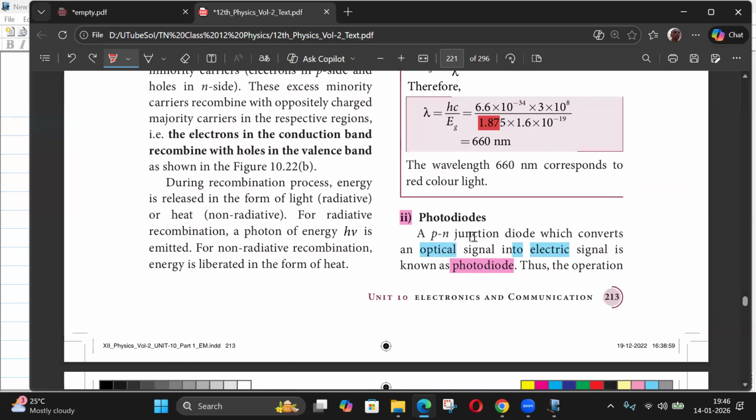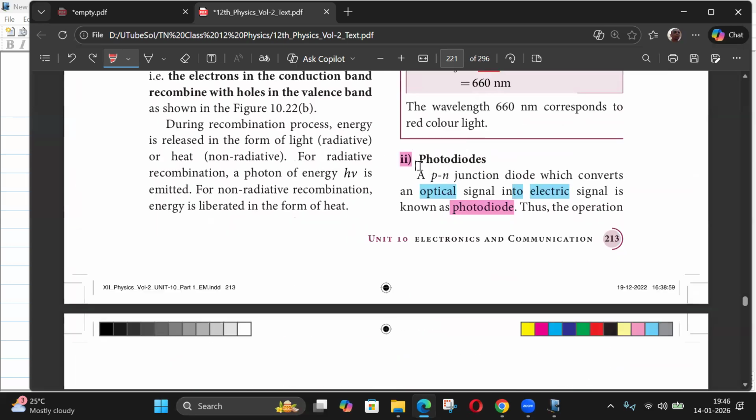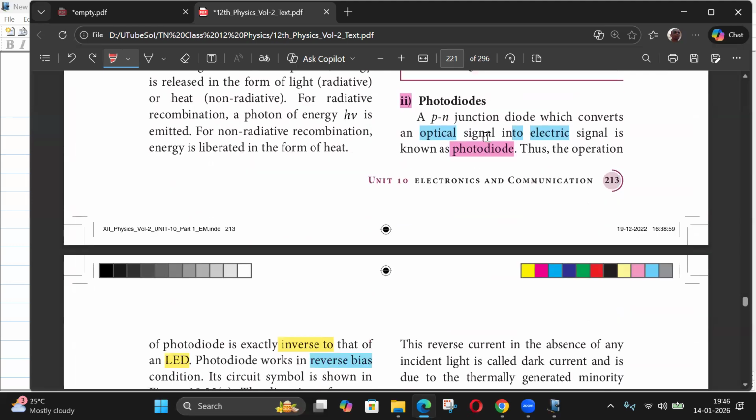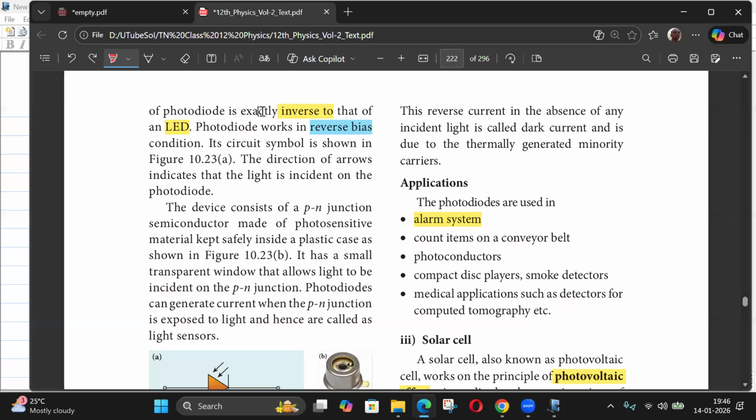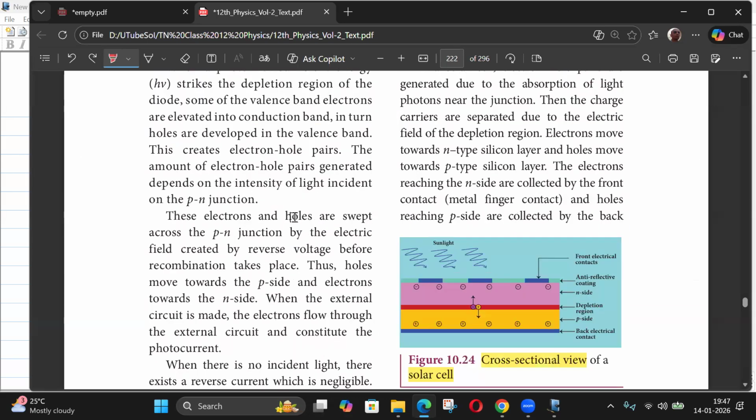Okay. Is it clear? Photodiode is the opposite. Input is light, output is current. Optical to electrical, that is the conversion. It's the inverse of the LED. So this is the symbol. Light is the input, so light is falling inside, and current will flow in this device.